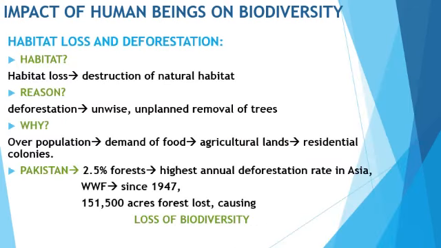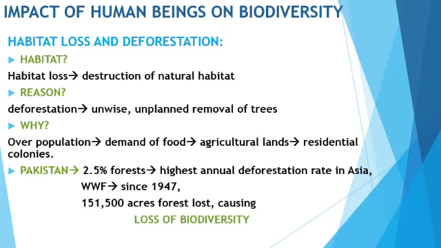Some of the human activities and their consequences are as follows: habitat loss and deforestation. Habitat is a place where organisms live. Habitat loss means destruction of natural habitat. The reason behind habitat loss is deforestation. Deforestation is unwise and unplanned cutting of trees.